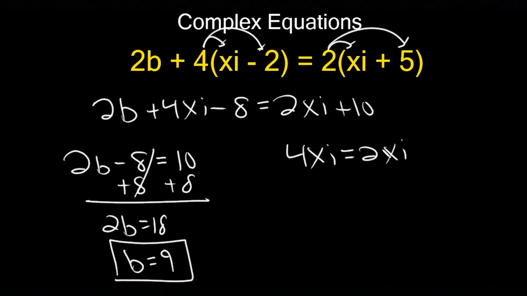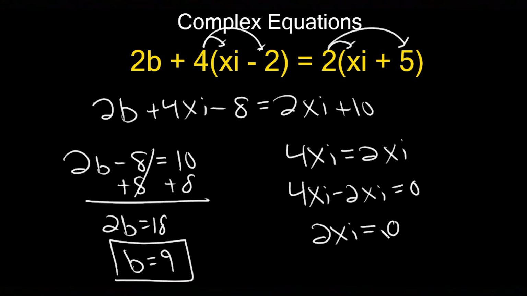So from here, I'm going to go ahead and move over 2xi to the left-hand side. So I get 4xi, and then minus 2xi, all equal to 0. These are like terms. I'll get 2xi equal to 0. So again, I'm trying to solve for x here. I'm going to divide both sides by 2i.